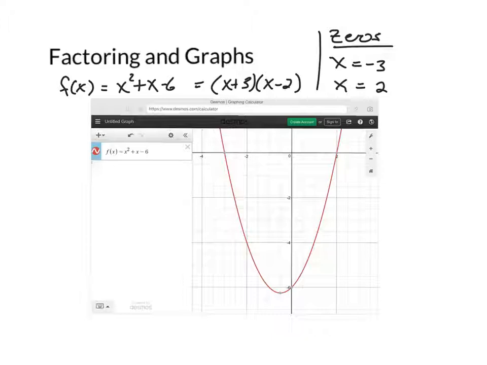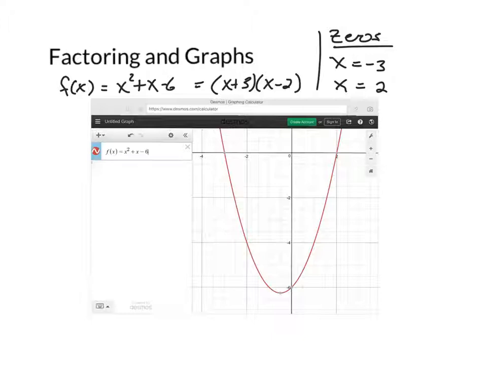And we're back. What you should see in front of you is some of the work that we did before. We had a function x squared plus x minus 6, and we factored it into x plus 3 times x minus 2, which told us that the zeros were x equals negative 3 and x equals 2. So what we're going to do now is plug this into Desmos. I've already done that for us here.